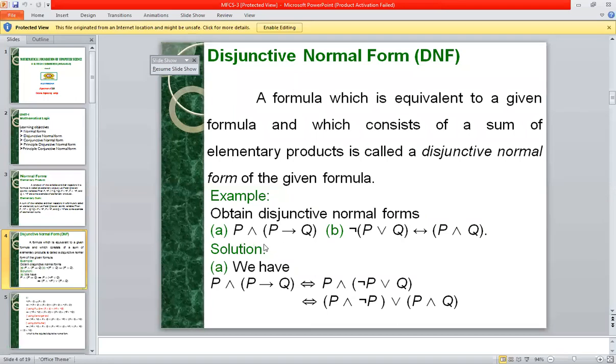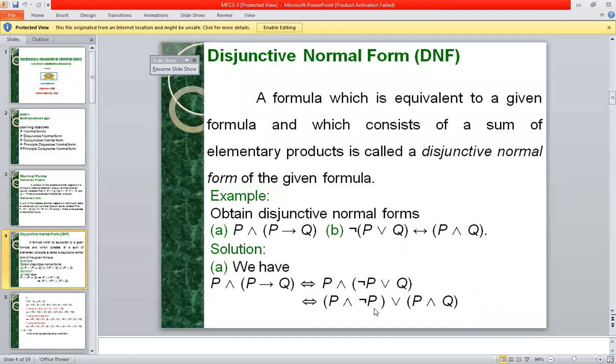Here we consider the example P and (P implies Q). We take the LHS of the given statement formula, P and (P implication Q). In place of P implication Q, we substitute the formula negation P or Q. Here we apply the distributive law: (P and negation P) or (P and Q). So this is a sum of elementary products.